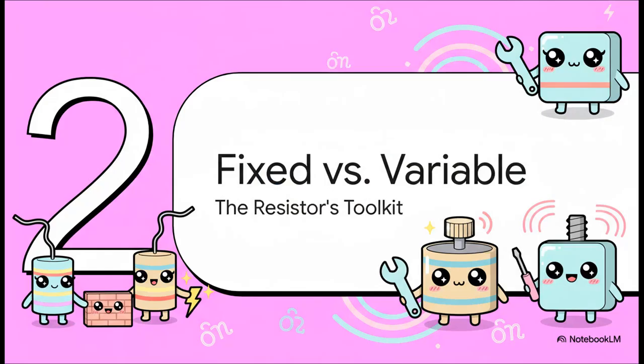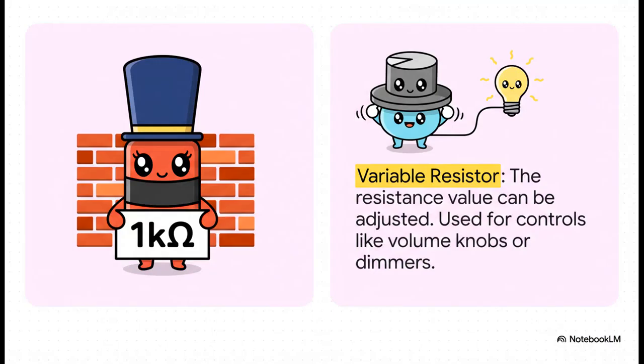Awesome. So now that we've seen resistors save the day, let's talk about the different kinds you'll find out there. Because not all resistors are made the same. They generally come in 2 main flavors: the ones that have a fixed resistance and the ones that are actually designed to change. So on one hand, you've got your fixed resistors. The resistance value is set in stone, it doesn't change.